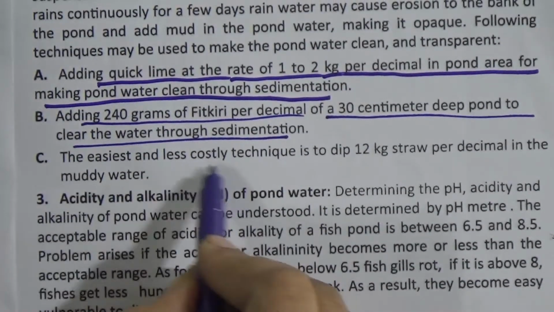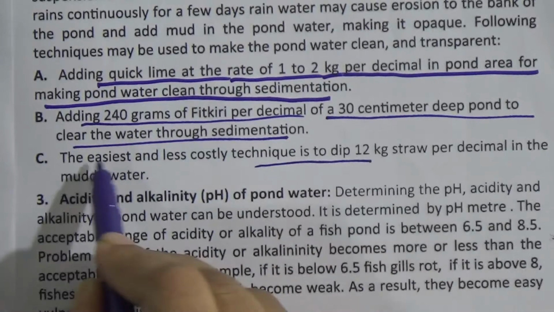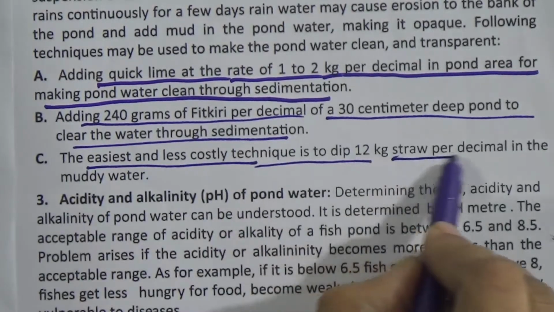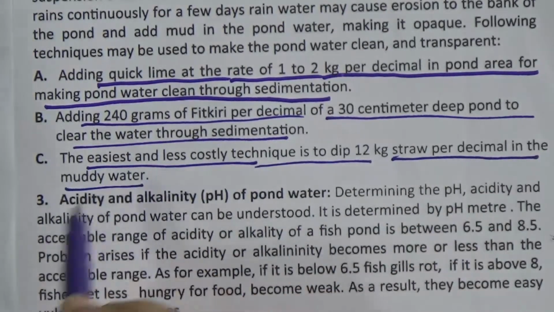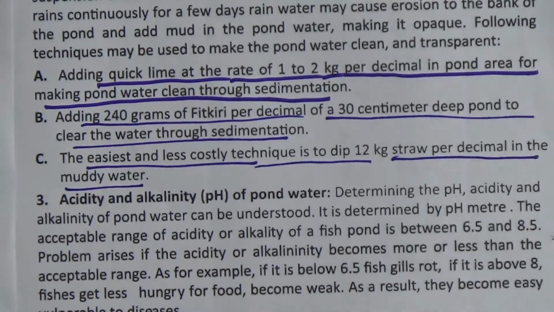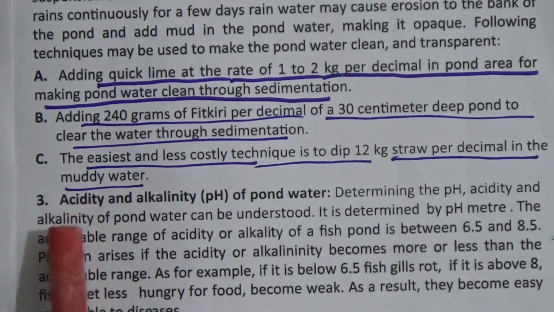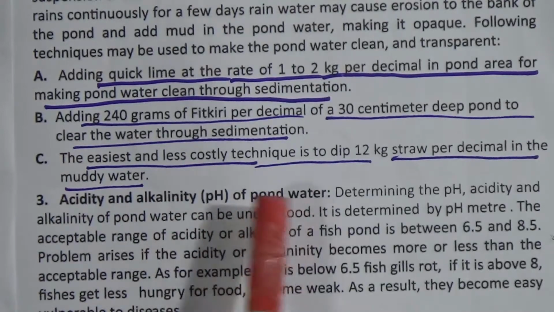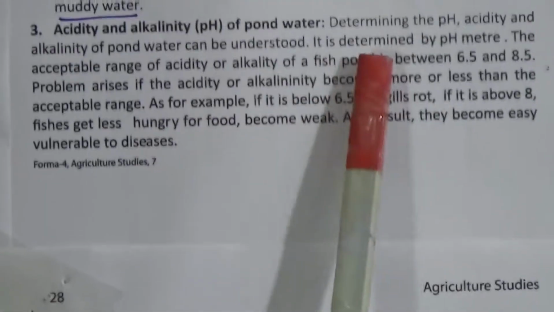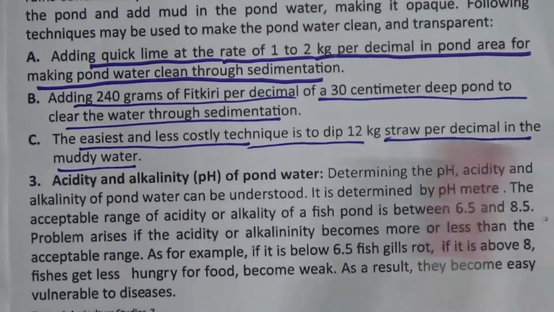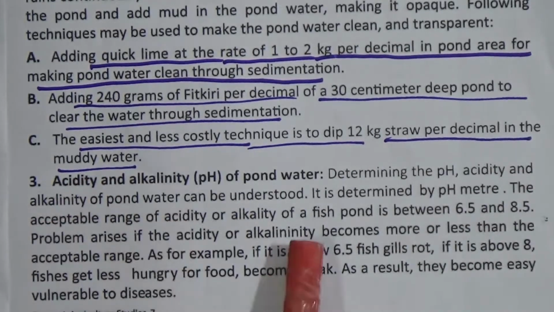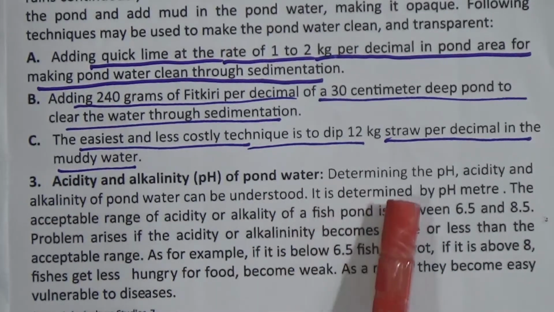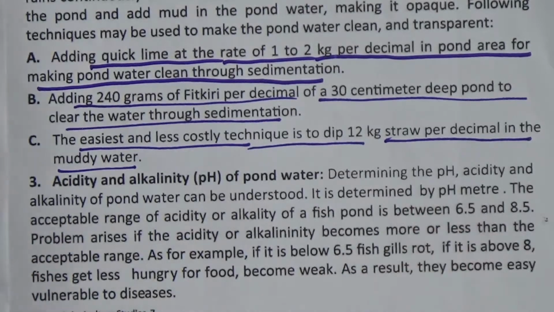Then the easiest and less costly technique is to dip 20 kg straw per decimal in the muddy water. Number 3. Acidity and alkalinity or pH of pond water. Determining the pH, acidity and alkalinity of pond water can be understood. It is determined by a pH meter.